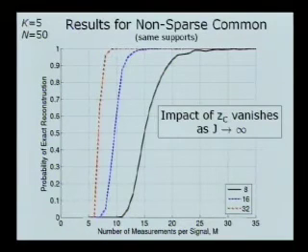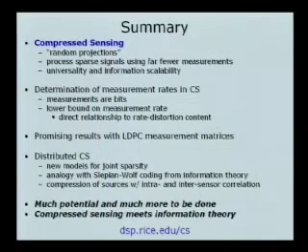So basically, the bottom line from this result is that the impact of the non-sparse common component basically vanishes as the number of sensors increases. So that really concludes the talk. As I told you before, compressed sensing is a very interesting new emerging field which has all kinds of opportunities. It tells us that these random projections can really be used to do all kinds of crazy things. We can process sparse signals using far fewer measurements in a universal way using the same hardware.